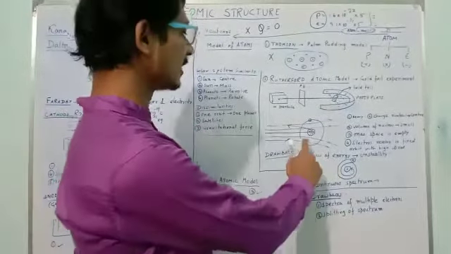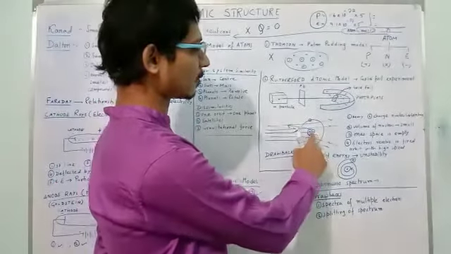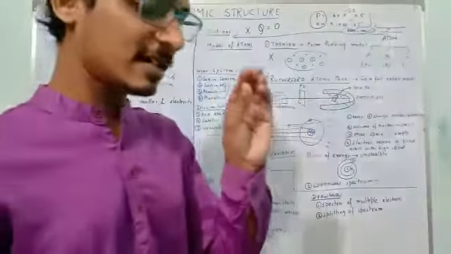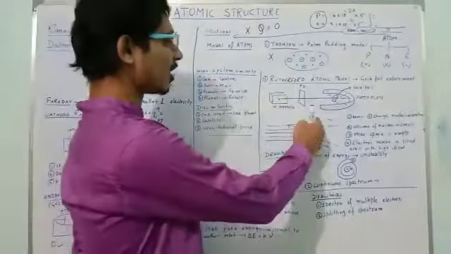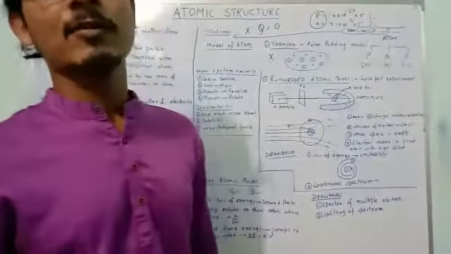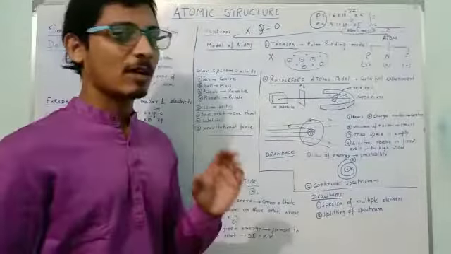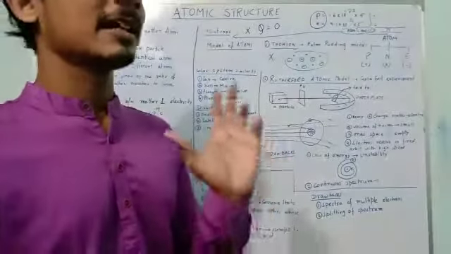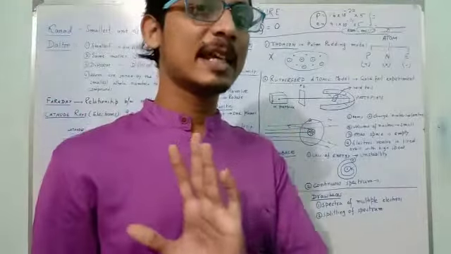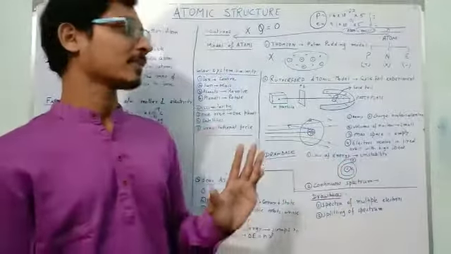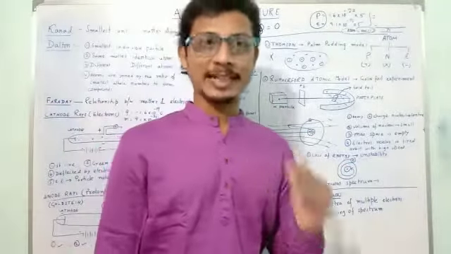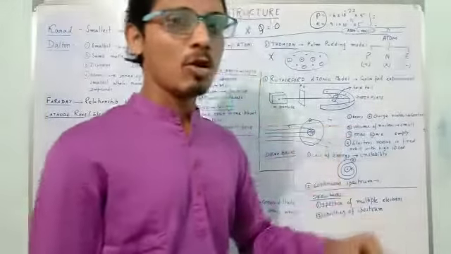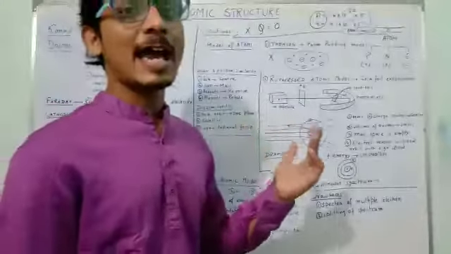So the nucleus has two particles, proton and neutron, embedded in a very small region, and electrons are rotating in some fixed orbits. And while rotating in a fixed orbit, the electron does not lose any amount of energy. It will only lose or gain energy while it moves from one orbit to another orbit.